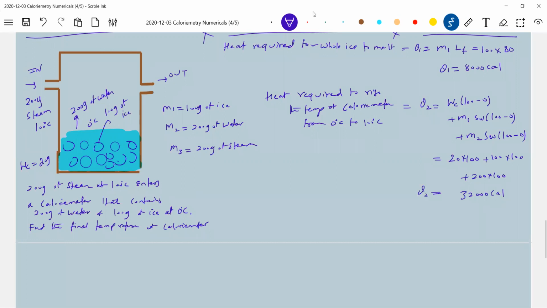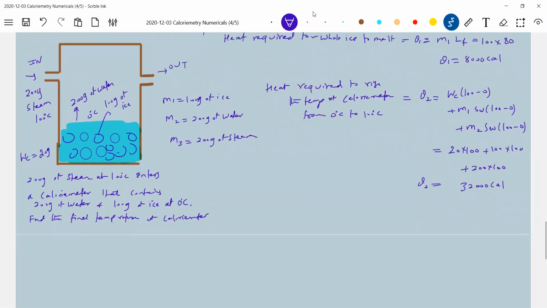Who should provide this? By the condensation of steam. So we'll get into the next part. Heat available if all the steam condenses. I'm just checking myself. Heat available when all the steam condenses, I'll call that Q dash. This should be m3 into Lv. So this should be equal to 200 into 540.